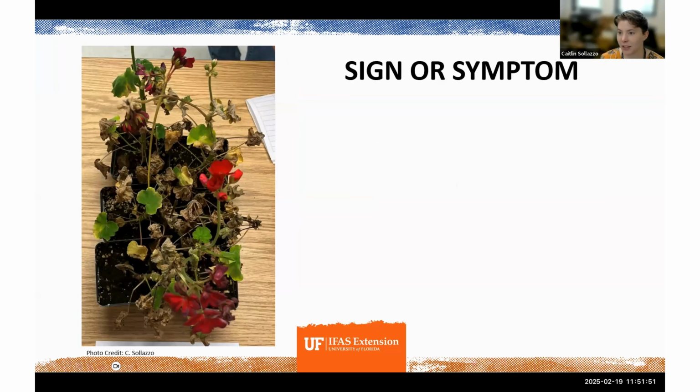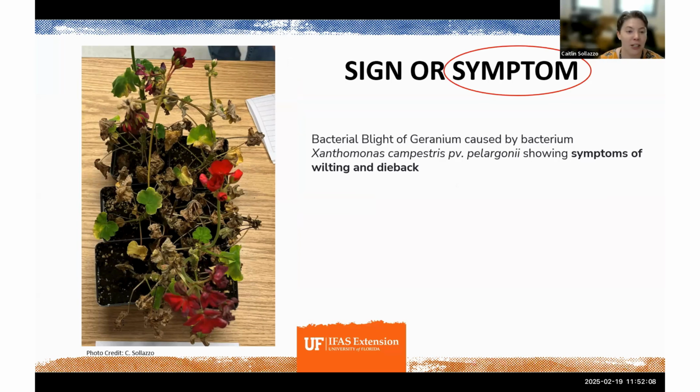One more example. Is this a sign or a symptom? You guys are so smart. This is a symptom. So this is bacterial blight on geranium. It's caused by Xanthomonas campestris pathovar pelargoniae. So basically, we can't see the bacteria anywhere on here. And the only way we know it's caused by a bacteria is because we did the testing. But right now we can see dieback, you can see wilting, but you can't actually see a bacteria.